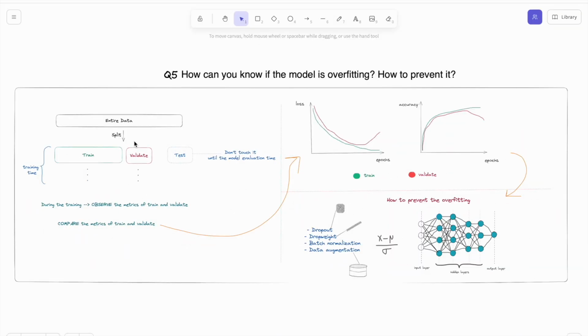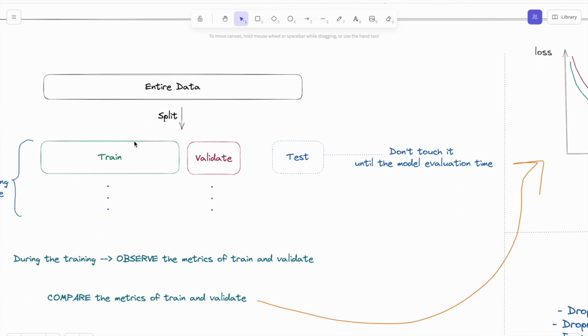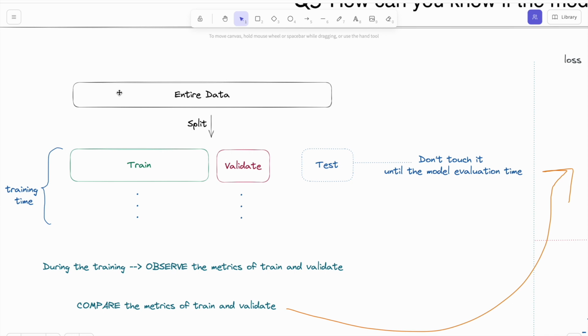Okay, first of all, you can split your data into train, validate and test. Let's look at this part closely. After splitting your data into train, validate and test, you shouldn't touch test until the model evaluation time. During the training, you should observe the metrics of train and validate, like loss or validate loss, or accuracy or validate accuracy. Then after the training is over, you should compare the metrics of train and validate.